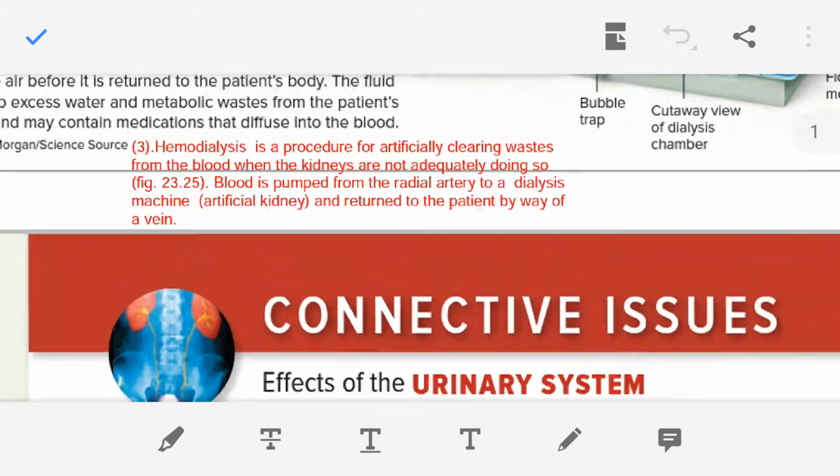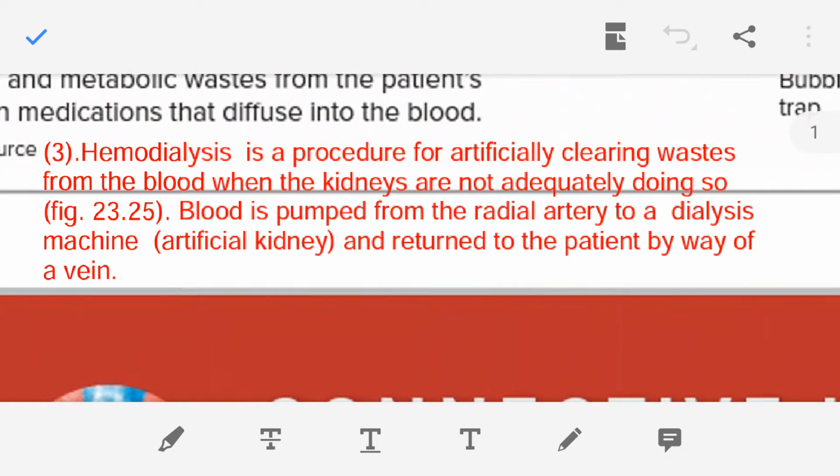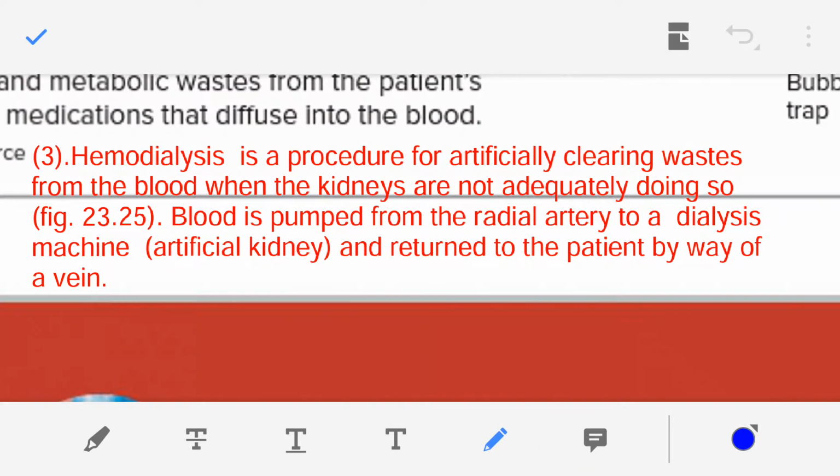Now the third point. What is hemodialysis? Hemodialysis is a procedure for artificially cleaning the waste. As the patient's kidneys have failed and are not working, by the hemodialysis process waste materials are removed from the patient's blood.